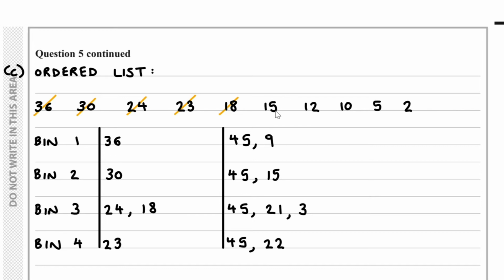Now, I need to place the 15 somewhere. There's not enough space in bin 1, however there is just about enough space in bin number 2. So I place the 15 in bin number 2, and if I do that, the remaining space will be 0.